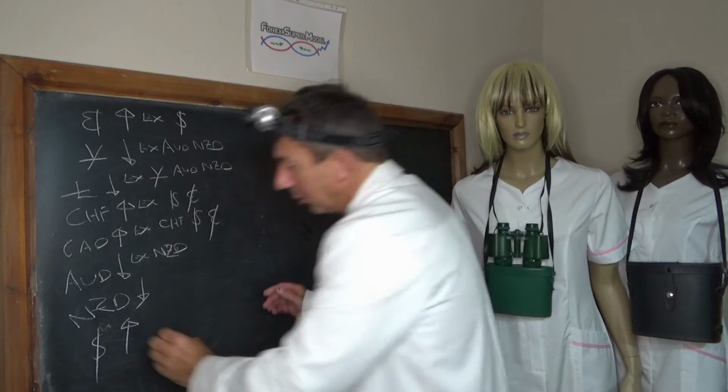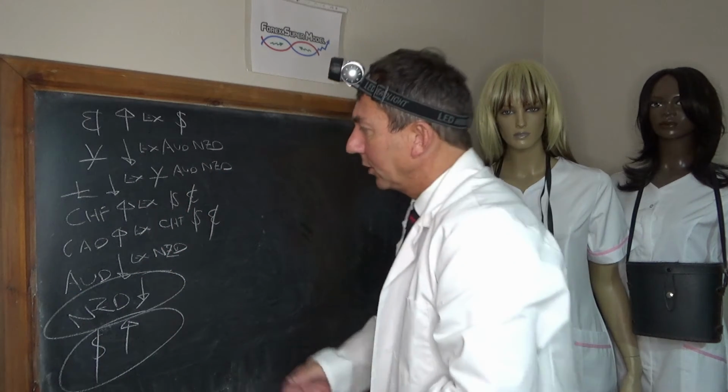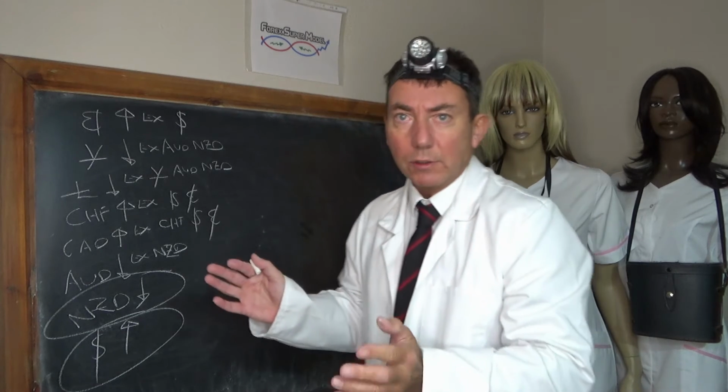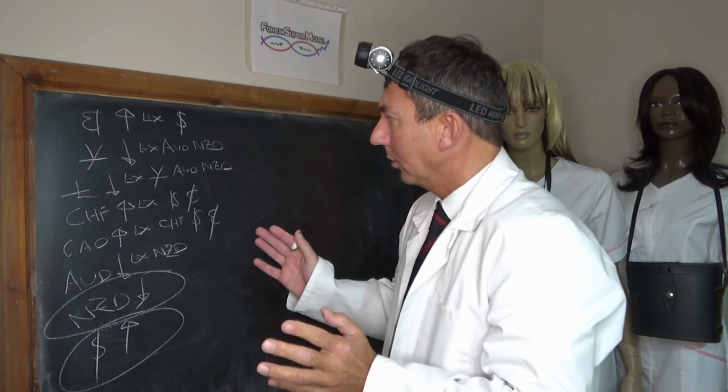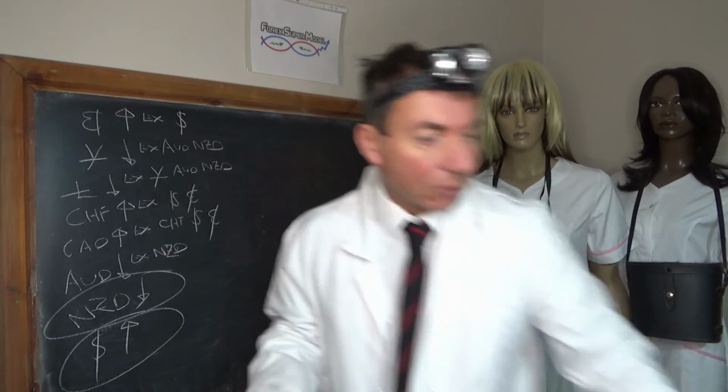So what have we got? We've got dollar strength in the Asian session, New Zealand weakness in the Asian session, and we've got AUD and NZD weakness as well. And yen weakness. So right, let's have a look at what's going to knock it about.